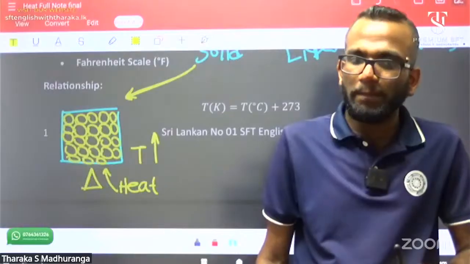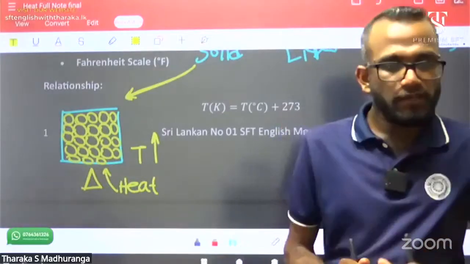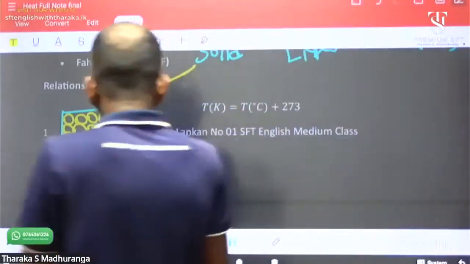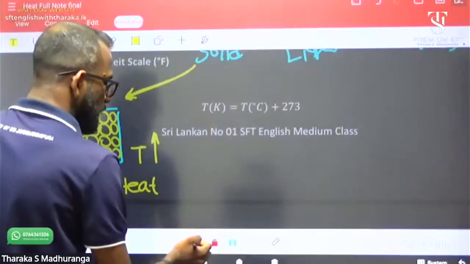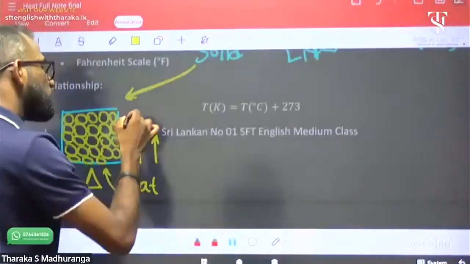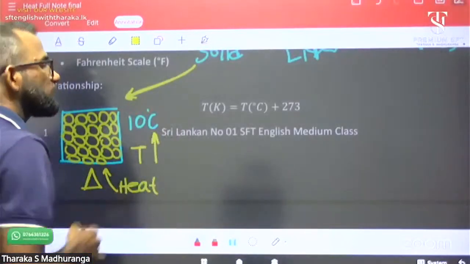That we call a temperature increase. Another example, let me explain it this way. Okay, now understand. Initially the copper temperature is 10 Celsius.